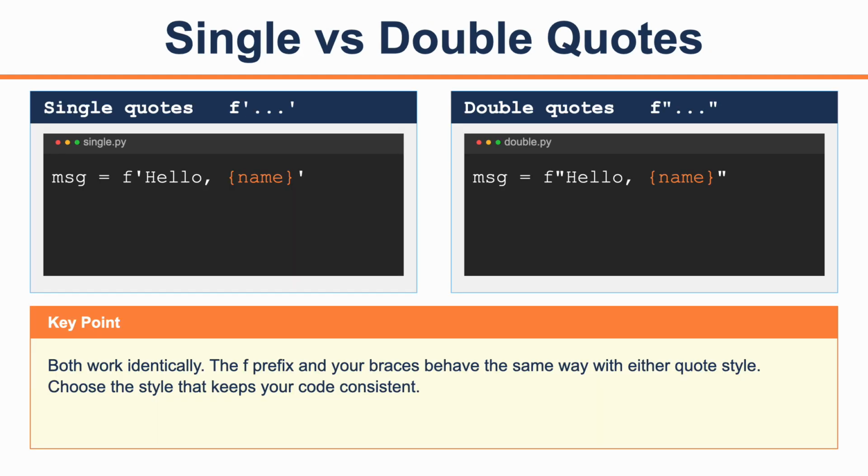F-strings work with both single and double quotes. You write F followed by a single quoted string or F followed by a double quoted string. The choice does not affect how the f-string behaves. Consistency with the rest of your code is all that matters.